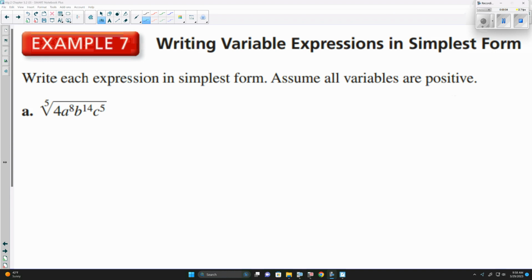All right, guys. So today we're finishing the notes from yesterday. Now, we already did this problem here, finding the fifth root of 4a to the 8th, b to the 14th, and c to the 5th. I want to look back at it and show y'all another way that we can do this.